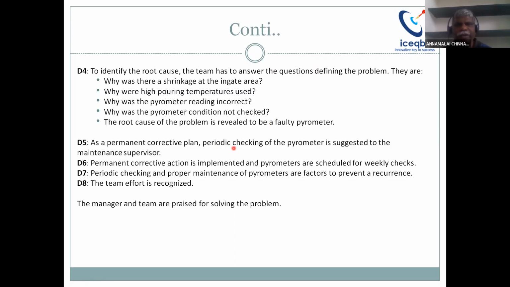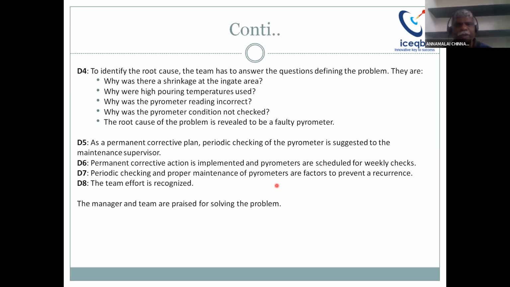As a permanent corrective action, periodic checking of the pyrometer is suggested to the maintenance supervisor. Till now, the condition of the pyrometer was not checked. As part of the corrective action, depending upon the frequency, every day or every week, the SOP, the standard operating procedure in the maintenance manual, was changed so that checking the condition of the pyrometer was included as part of the maintenance process. The permanent corrective action is implemented, and the pyrometers are scheduled for a weekly checkup. Every week somebody has to check whether it is really correct.